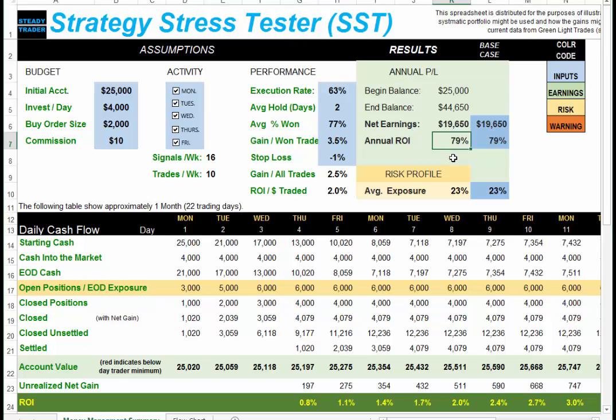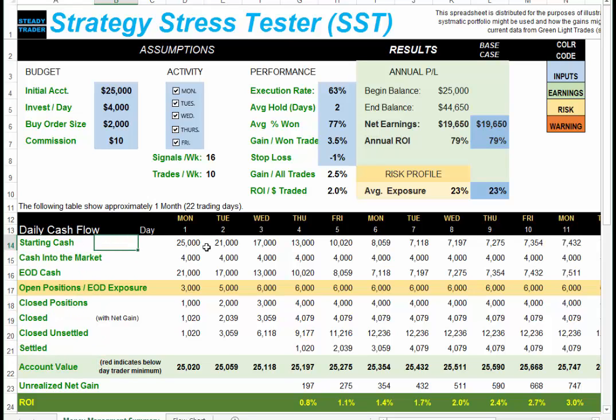This happens to be a very high performing strategy. And then your risk profile, as we discussed just a second ago, showing your exposure in that ROI. This one is a pretty low exposure, 23% is exposed at any one time, keeping you basically in a pretty low risk situation. Now down here you have your cash flow section, daily cash flow section.